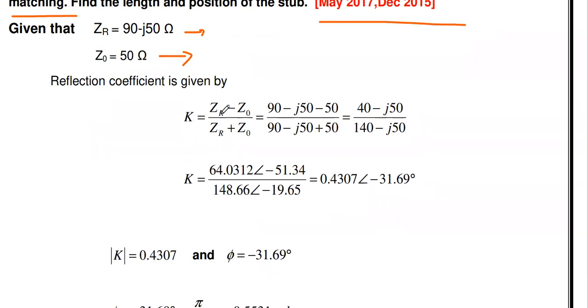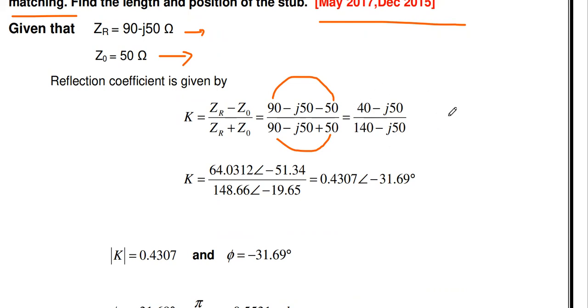So you know what the reflection coefficient is? It's (ZR minus Z0) divided by (ZR plus Z0). So you substitute: (90 minus j50 minus 50) divided by (90 minus j50 plus 50). For the real part, 90 minus 50 is 40, and the imaginary part you take as it is. Then in the denominator, 90 plus 50 is 140 minus j50. Okay, so here it is rectangular by rectangular.